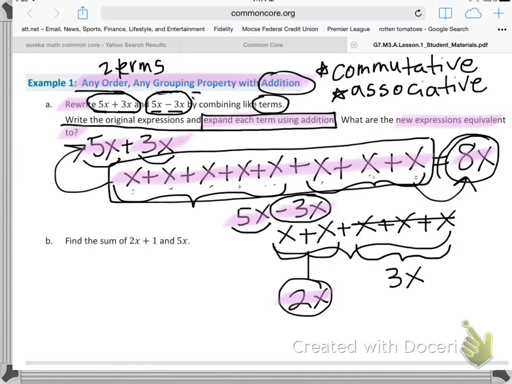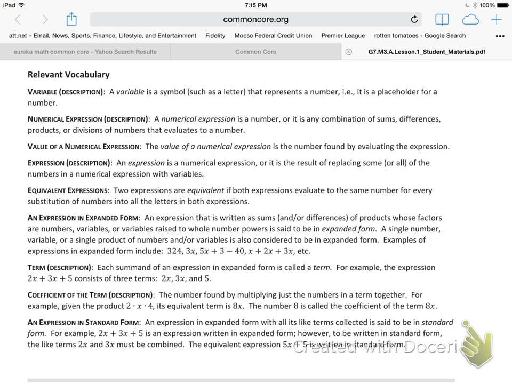But yeah, so B. Now we're going to do something I haven't done before. We're actually going to find the sum of 2 expressions. So we have one expression which is 2x plus 1, and then we have another expression which is 5x, and we are going to find the sum of those. So I'm going to go to another page here, get a blank page. Okay, so here we go. We have 2x plus 1 and 5x.